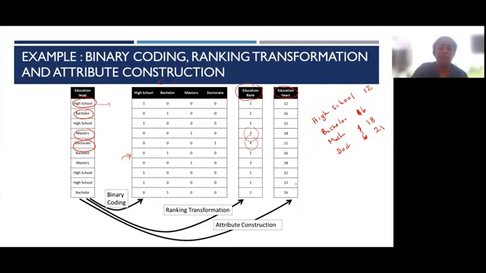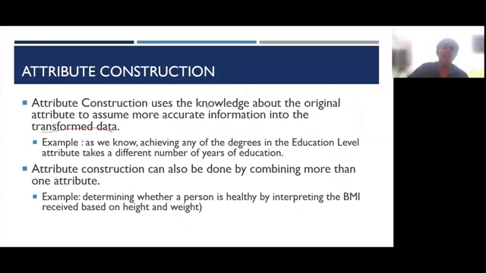So for these students, as it says, use knowledge of the original attribute and assume more accurate information. Rather than ranking it 0, 1, 2, it gives more meaning. When you say 0, 1, 2, 3, 4, there's one difference each. But when you say bachelor's and doctorate, there's a 5 years difference, right? So that will give you more information, right?